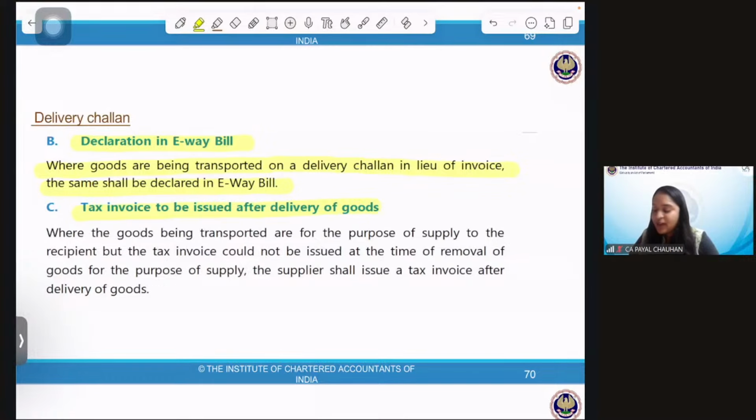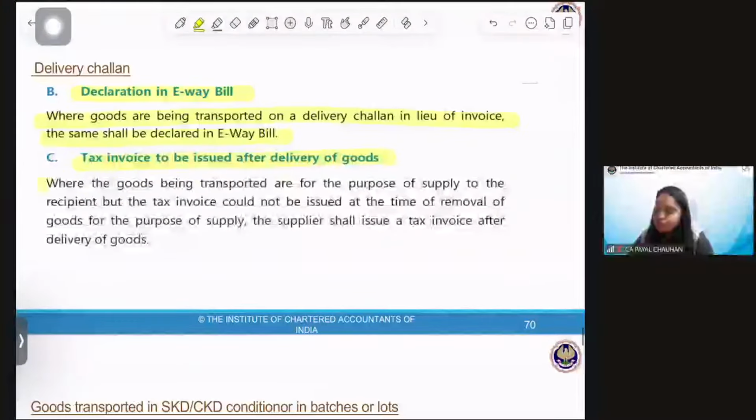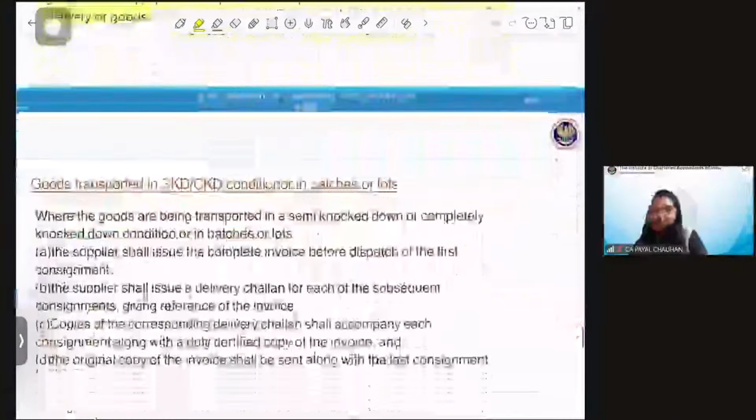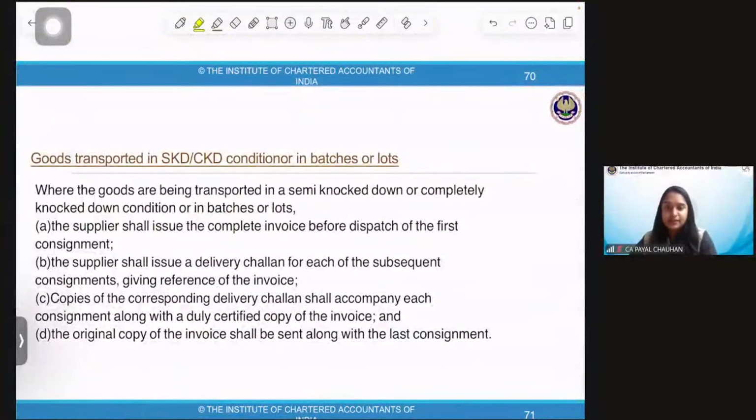Tax invoice to be issued after delivery of the goods, where the goods are being transported for the purpose of supply to the recipient. But the tax invoice could not be issued at the time of removal of goods for the purpose of supply. The supplier shall issue the tax invoice after delivery of the goods. See, we did it in the last class only. During marriages, we ask someone to bring ornaments to our place, right? And once we like them, at the time when they are removed, we'll have a delivery challan. But when we like it, then the supplier will issue an invoice. Did everyone get it? We did it in the last class also.